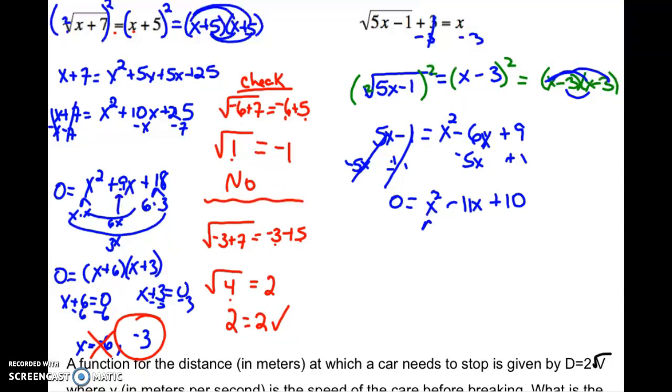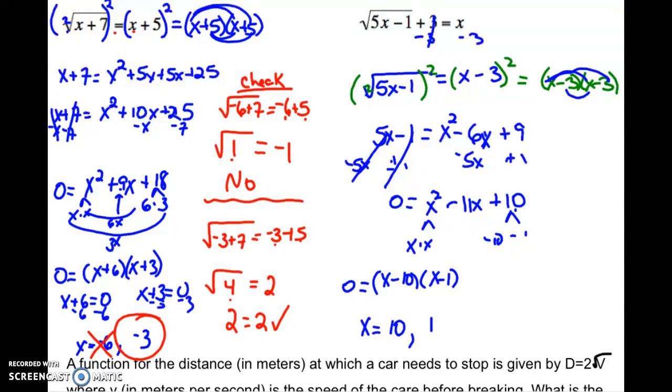And then when we try to factor, we have x times x. To multiply to positive 10 and add to negative 11, we're going to need negative 10 and negative 1. So let's plug those in. We've got x minus 10 and x minus 1 equals 0. So when we solve those, we have x equals positive 10 and positive 1.